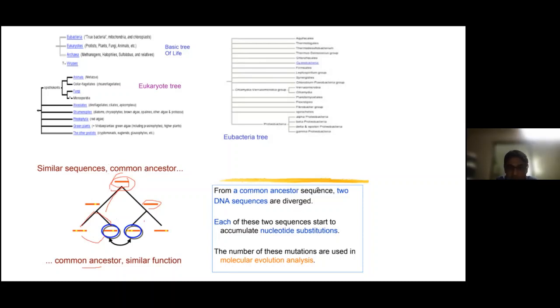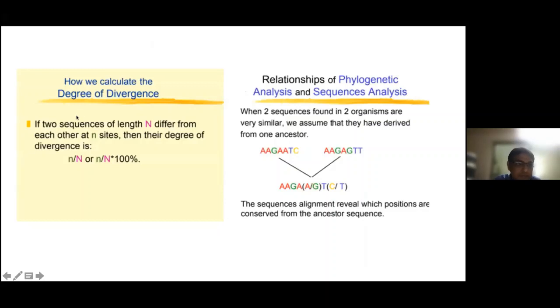From a common ancestor, DNA sequences diverge, for example here, and each of these starts accumulating mutations. That's the basis of evolutionary divergence. The number of these mutations is used in molecular evolutionary analysis. This is how you can calculate the molecular divergence using the accumulation of nucleotide differences. For example, if two sequences of length n differ from each other at small n sites, then the degree of divergence is small n divided by greater N.